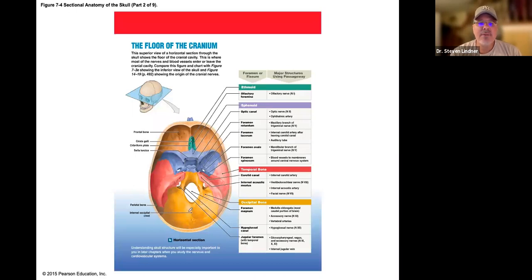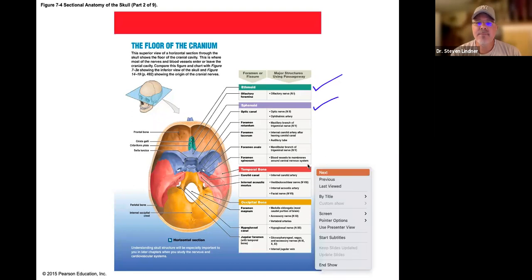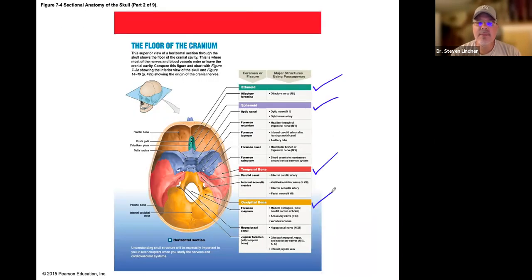When we look at the skull from this perspective and we look at the floor of the cranium, we can see these main bones again. We see the ethmoid, the sphenoid, the temporal bone, and the occipital bone. And then what we see here, these are other important landmarks that I will be covering in other videos, and they're really important, but these landmarks are found within the sphenoid, right? So the foramen magnum is part of the sphenoid. The foramen ovale is part of the sphenoid. The carotid canal is part of the temporal bone.